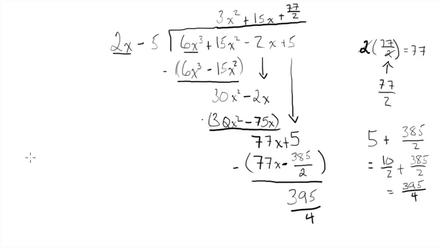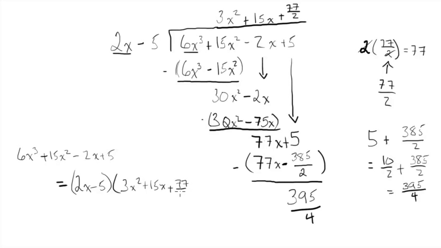If you want to write the division statement out, you'd have 6x cubed plus 15x squared minus 2x plus 5 equals 2x minus 5 times 3x squared plus 15x plus 77 over 2, plus the remainder, 395 over 2.